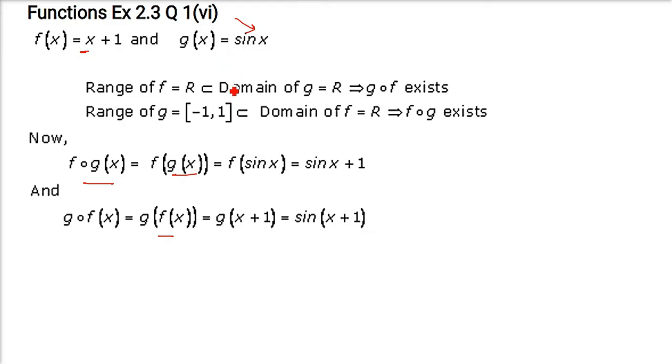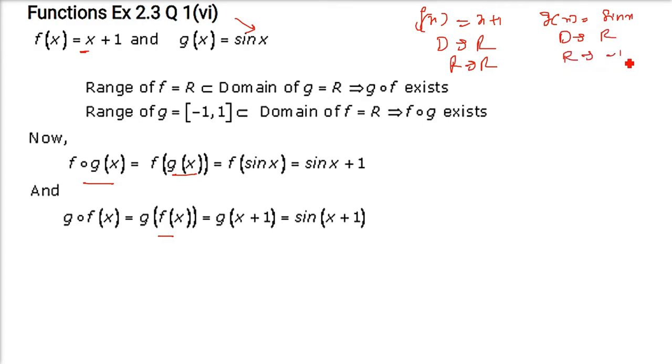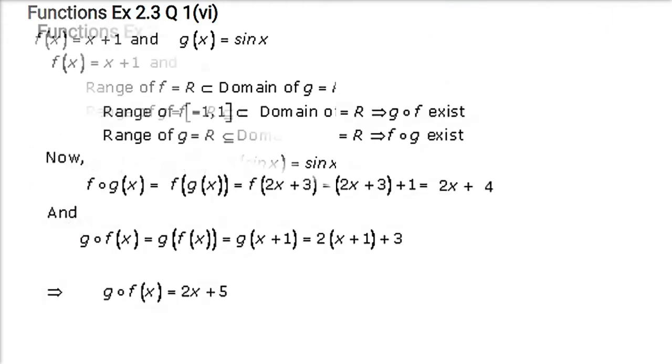So this is the domain and range. You just have to check. Let me give you a brief idea about this domain and range, which is important. The solution will not be very difficult. For f(x), domain is real numbers, range is real numbers, all the values you can put. For g(x) equals sine x, the domain will be all real numbers, no problem with that, but the range will be negative 1 to 1. The range of g is a subset of the domain of f, and the range of f is a subset of the domain of g.